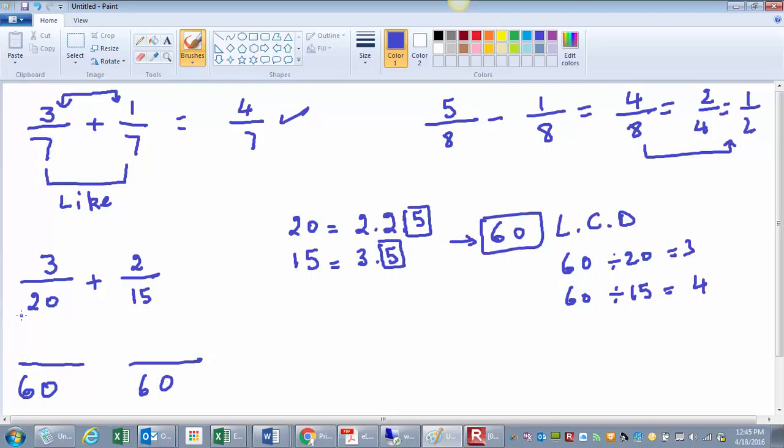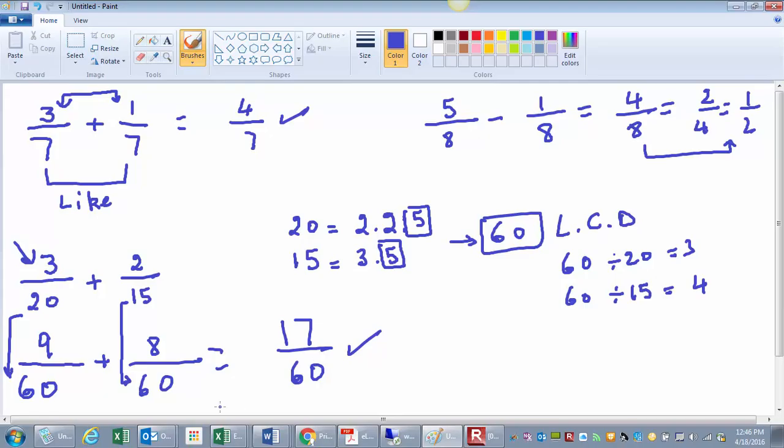Notice to go from 20 to 60, we multiplied by 3. We must multiply also the numerator by 3, so we don't change the fraction. Notice that to go from 15 to 60, we multiplied by 4. Let's multiply also the top by 4, so we don't change the fraction. And notice now we have the same denominator. Now we can add the numerators, 9 plus 8, 17 over 60, and that would be the final answer.